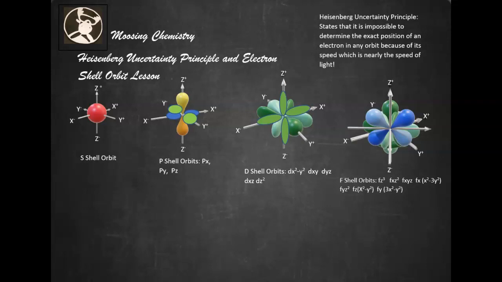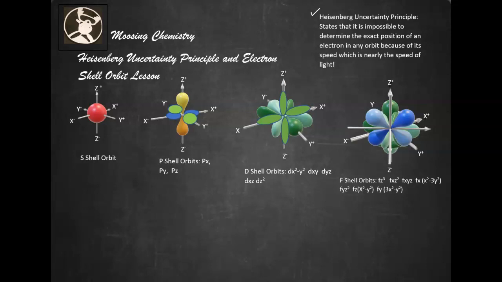This is the Heisenberg uncertainty principle and electron shell orbit lesson. Well, what is the Heisenberg uncertainty principle? Well, here it is. The Heisenberg uncertainty principle states that it is impossible to determine the exact position of an electron in any orbit because of its speed, which is nearly the speed of light.